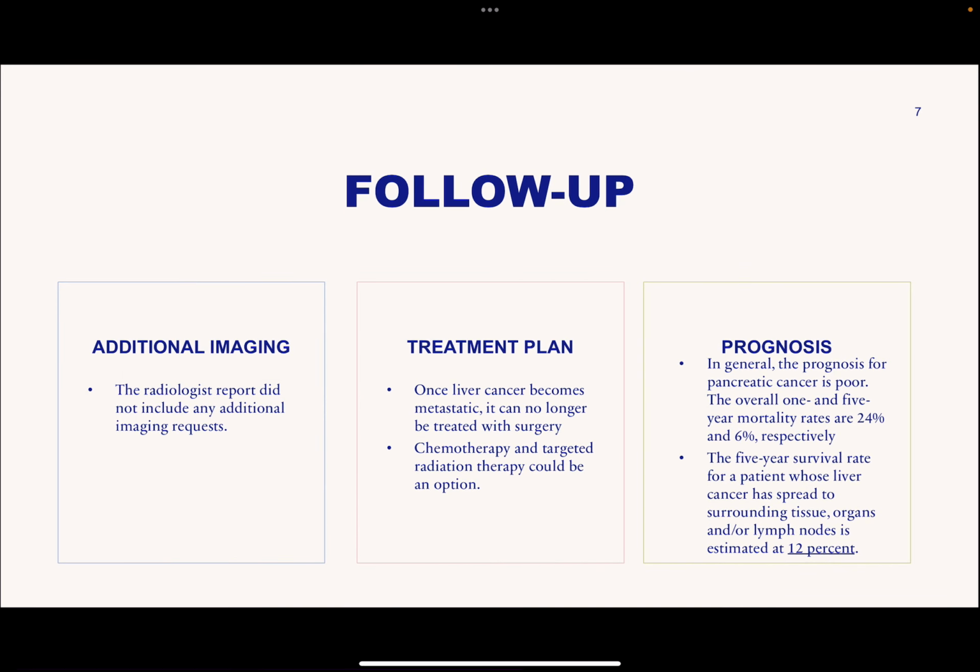Upon the follow-up, the radiologist did not report any additional imaging requests. I guess the images that they obtained were enough to diagnose him. As far as the treatment plan, once the liver cancer becomes metastatic, it can no longer be treated with surgery, and chemotherapy and targeted radiation therapy are also more treatment options.